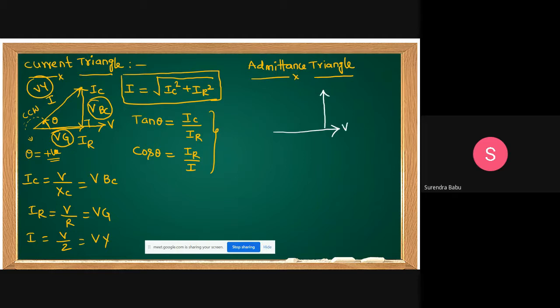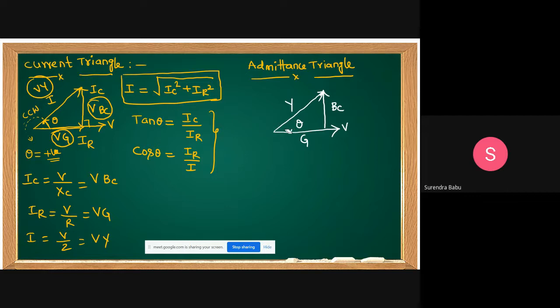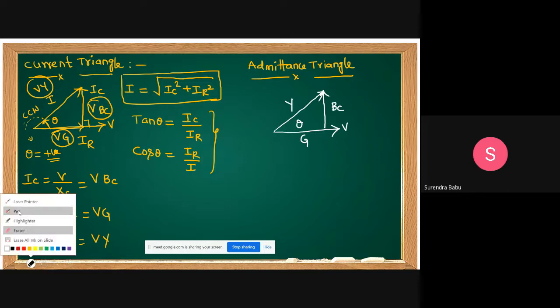You divide with V, what you can get? BC. This is you divide with V, here you can get G. Is it correct? This is G, and this is divide with V, you can get Y. This is the theta. Theta is always measured from reference.